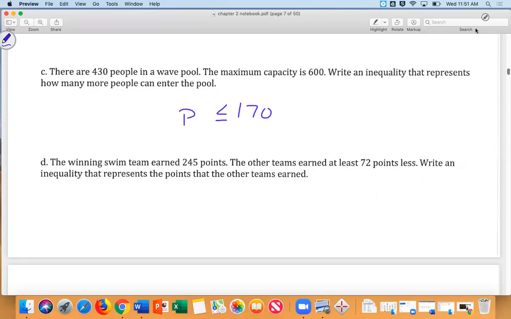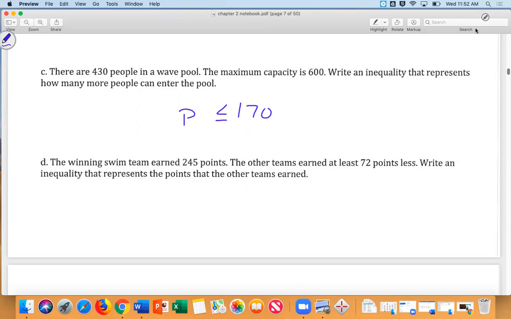P for people. So what Annie did, when she said, why do I need to write this inequality? But the inequality is in the words you're using, Annie. So what you're saying is up to 170 people can go into the wave pool. If you're 171 in line, they're like, you gotta wait till somebody comes out, right? And that's annoying, okay? But you did the math.